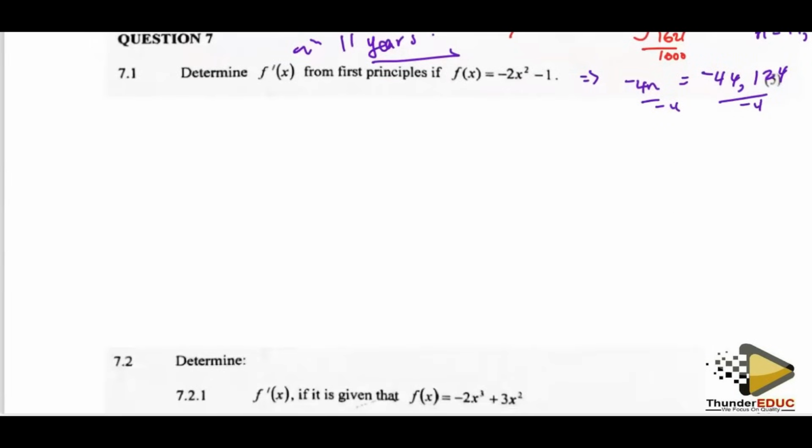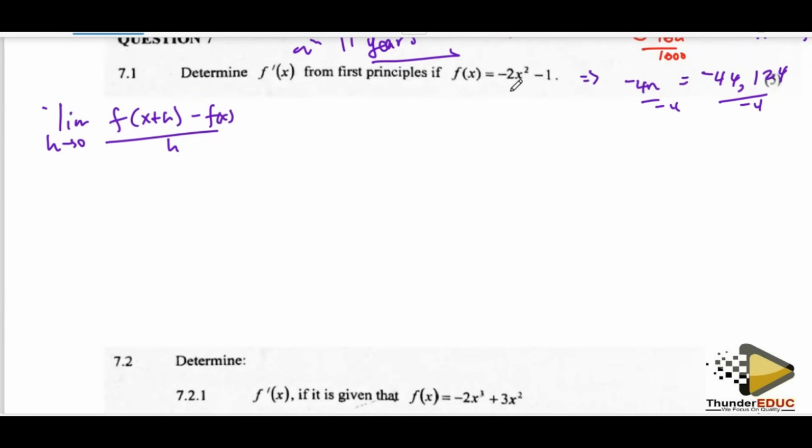Then 7.1, calculus. Determine the first derivative from first principles. So whenever they talk of first principles, then we know that it is the limit as h tends to 0 of f of x plus h minus f of x over h. So this is the formula we normally use.